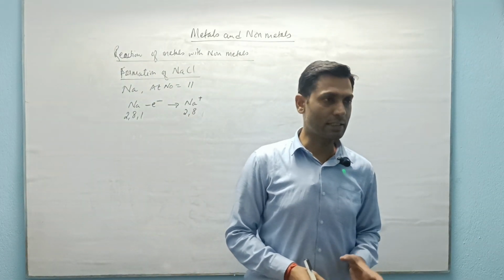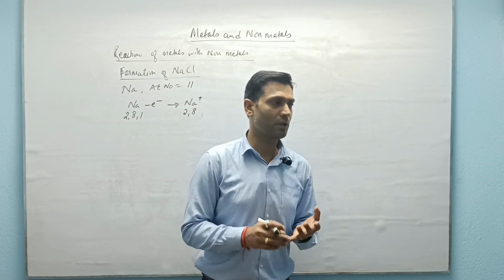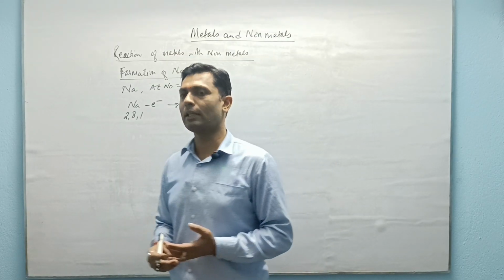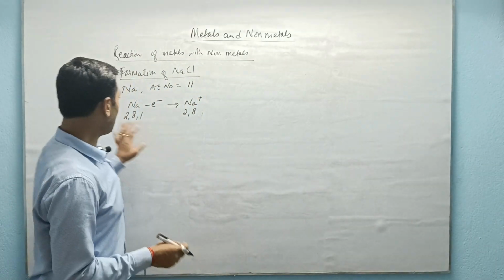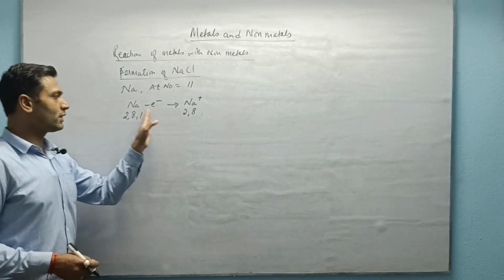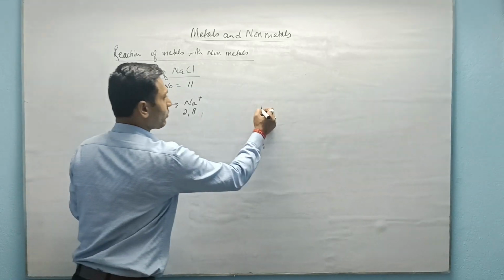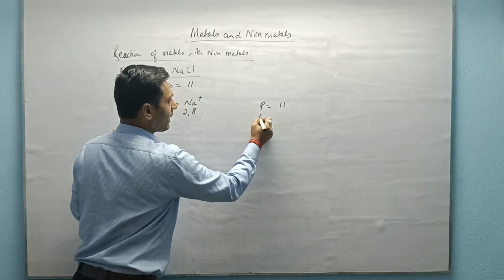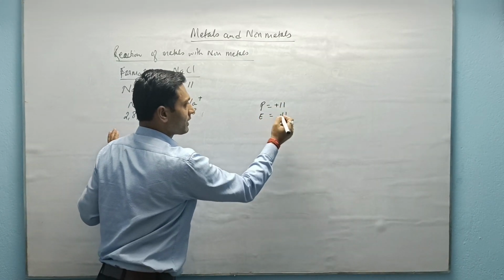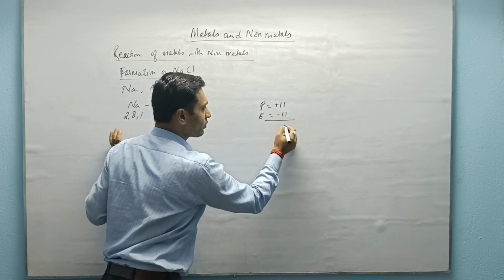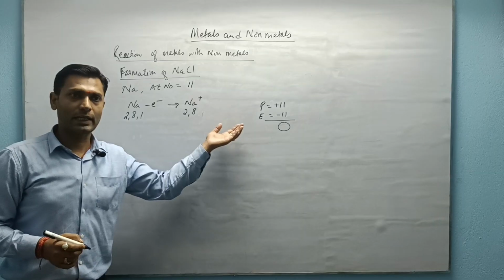We have studied in class 9 that every atom is neutral. That means the number of protons and electrons are equal. So let's say before losing 1 electron, sodium will have how many protons? 11. And how many electrons? 11. Protons are positively charged, electrons are negatively charged. Total charge? 0. That is before losing the electron.